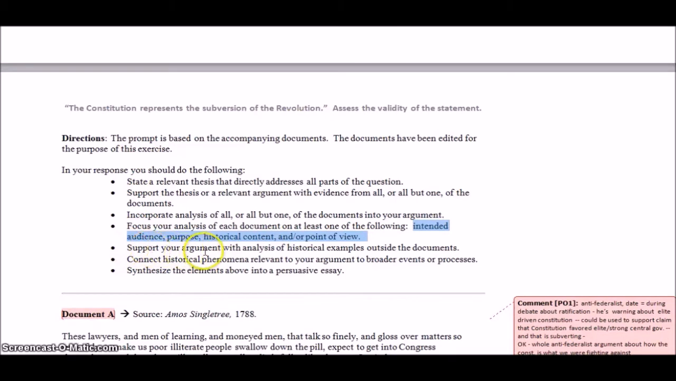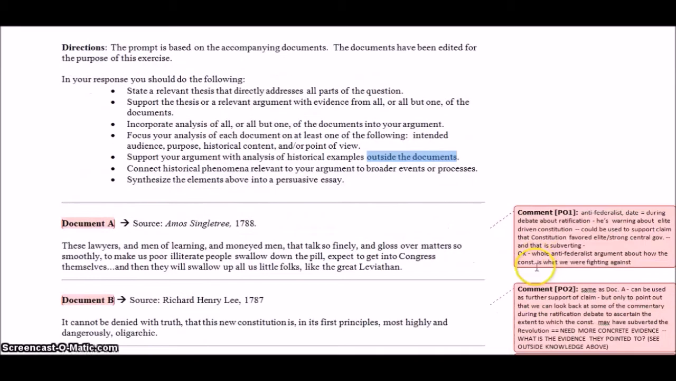You are to support your argument or your claim or claims with analysis of historical examples from outside the documents. So outside knowledge, and just so you know, in these comments, OK means outside knowledge, so I wouldn't have to type it out each time. And you are to connect historical phenomena, just events, processes, people that are relevant to your argument, to broader events or processes. This is sort of maybe what you do in your intro or your conclusion, and you talk about why it's important that we look at this and why we know about this.